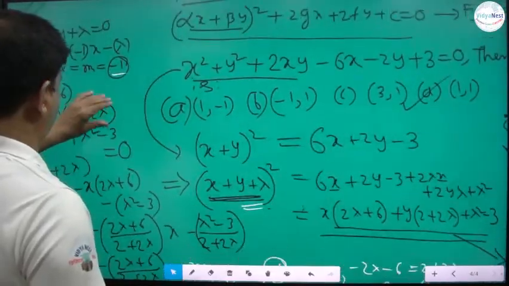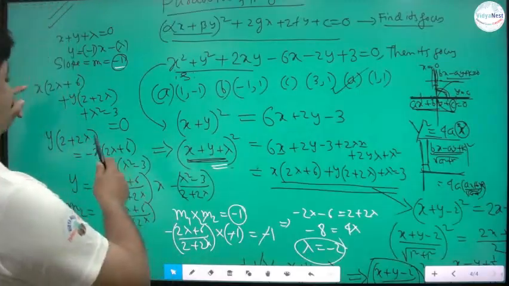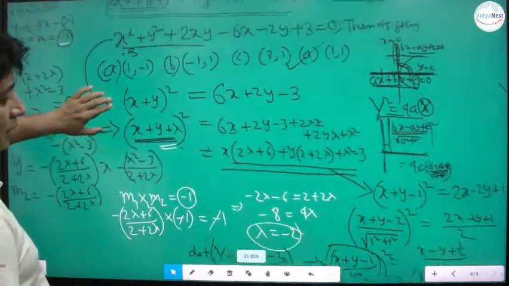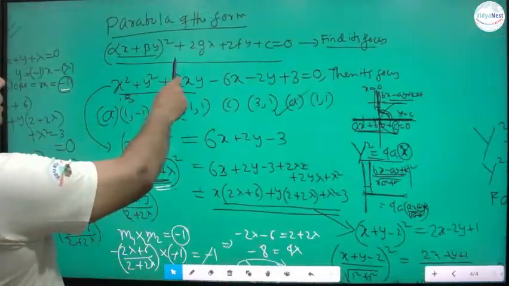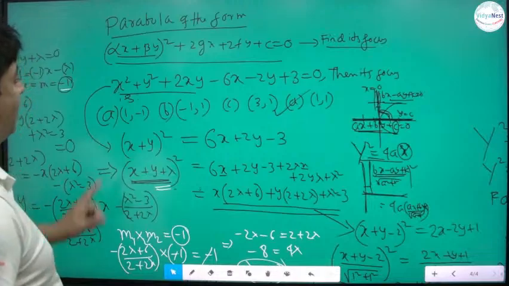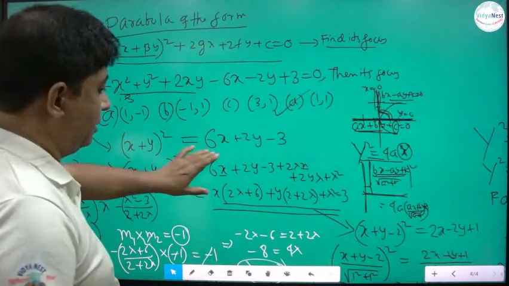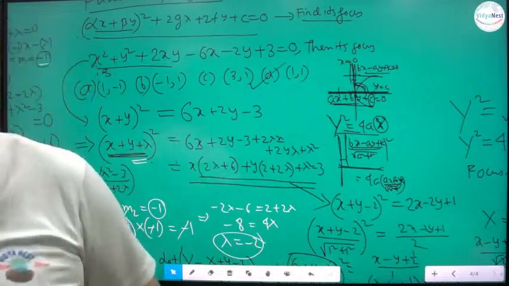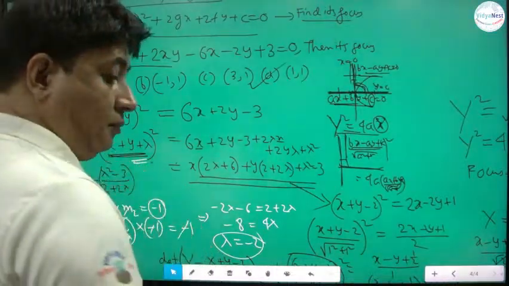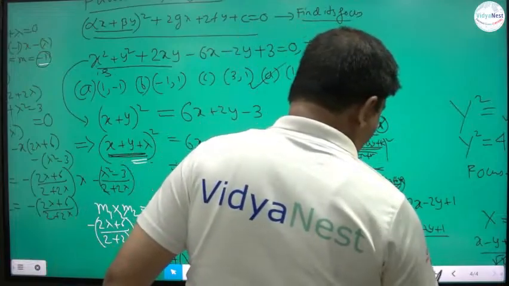See, so this is the method. You have seen how to find the focus of this type of equation. This is the mechanism. Hope you could follow. Now next sum.